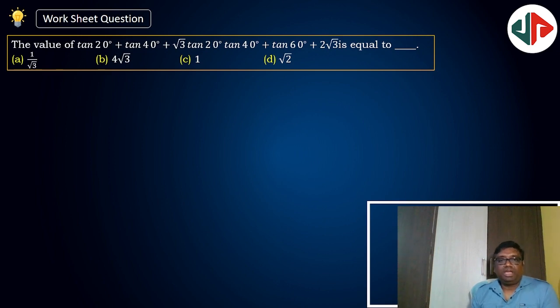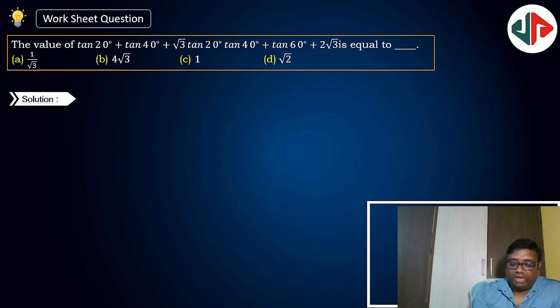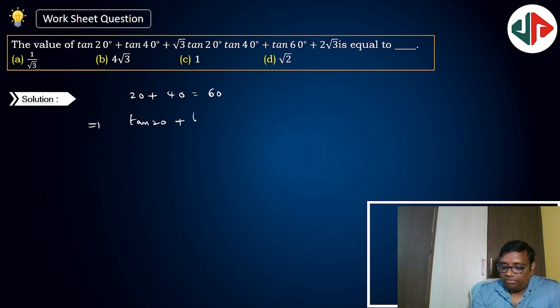tan 20 plus tan 40 plus root 3 times tan 20 into tan 40 plus tan 60 plus 2 root 3 is equal to dash. Here, first, very important: 20 plus 40 is equal to 60. If you apply tan on both sides, it means tan 20 plus tan 40 by 1 minus tan 20 into tan 40. Tan 60 means what value?